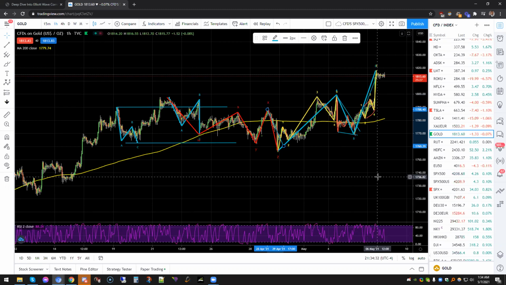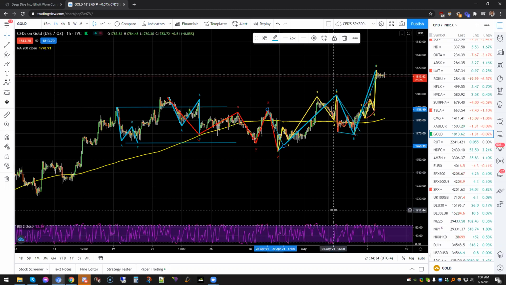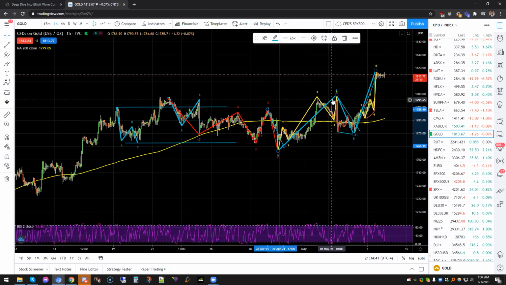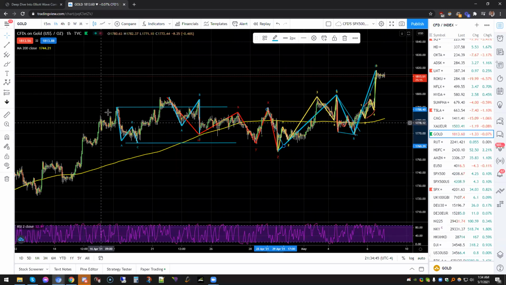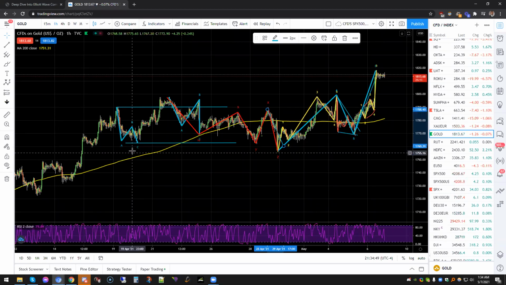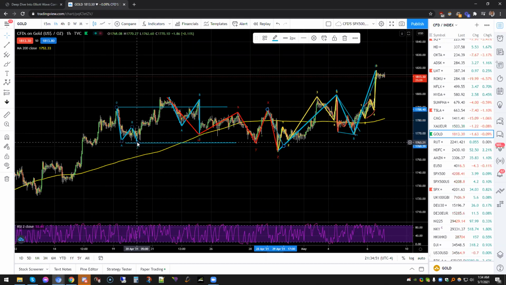So identifying a three-wave move, the best way to get involved at the end of a three-wave move is after you have an impulse wave. In this case, we have an impulse to the upside, three waves down. You look to buy at the end of the three-wave move.